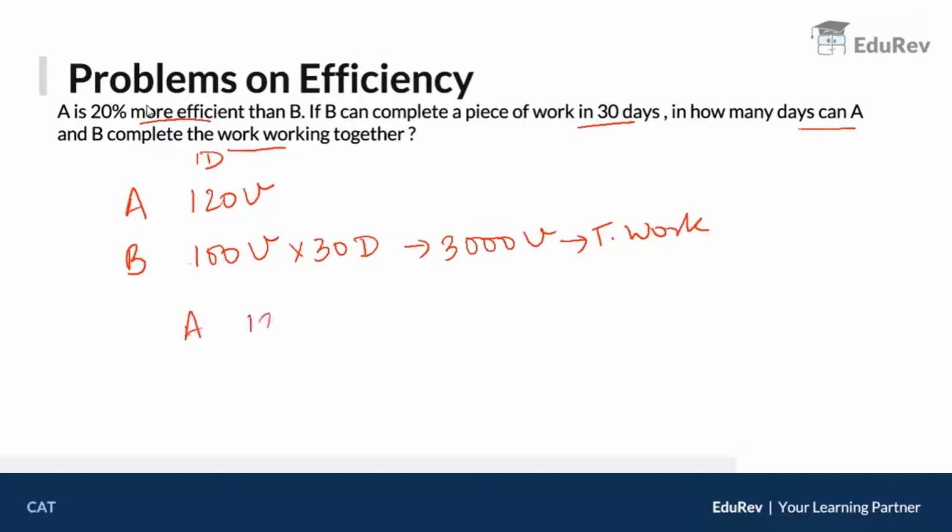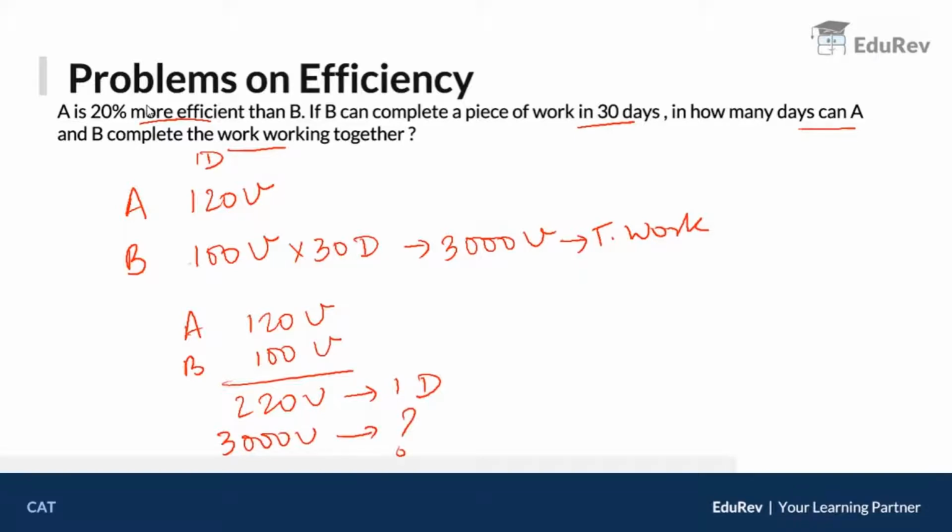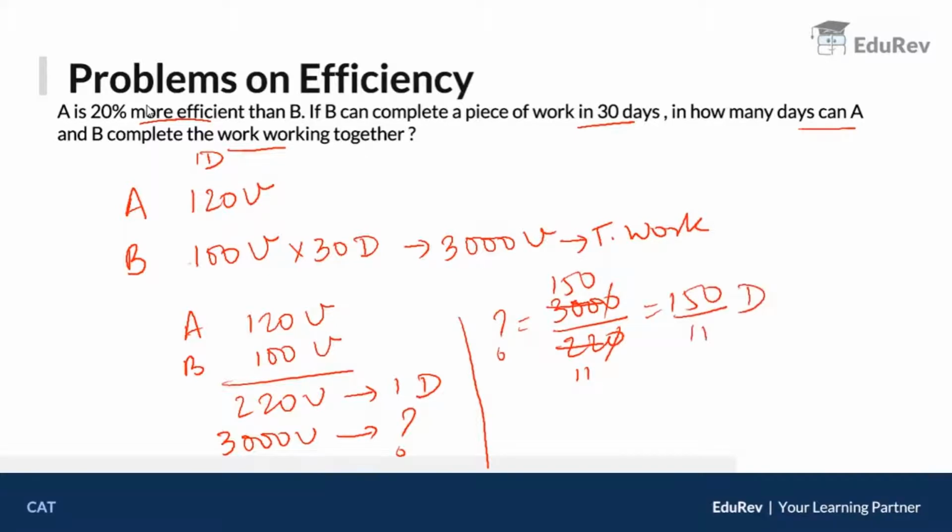Look, A does 120 units, B does 100 units. So together these guys do 220 units in one day. So how much time will 3000 units take? That will be 3000 upon 220 days. Now both of them are divisible by 2. So 2 11s are 22, 2 150s are 300. So 150 by 11 days will be required.